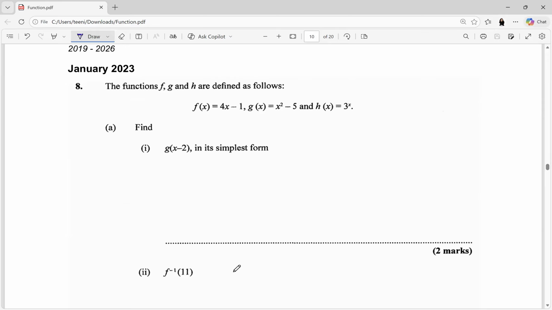Y'all just give me 1 second. I want to close it. I find it's lagging, so I want to close it.